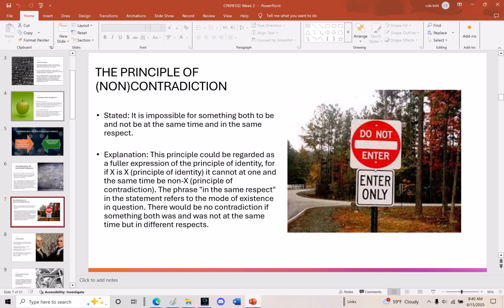But let's use an object like my keys, okay? According to non-contradiction, the keys either exist or they don't exist. We've already talked about that. We understand that. But it would not be a contradiction for my keys to exist and someone else's keys to also exist at the same time. Because they're different, right? They both exist, but in different respects. So as long as there's some distinguishing quality between two objects, then it doesn't violate the law of contradiction, or the principle of contradiction.